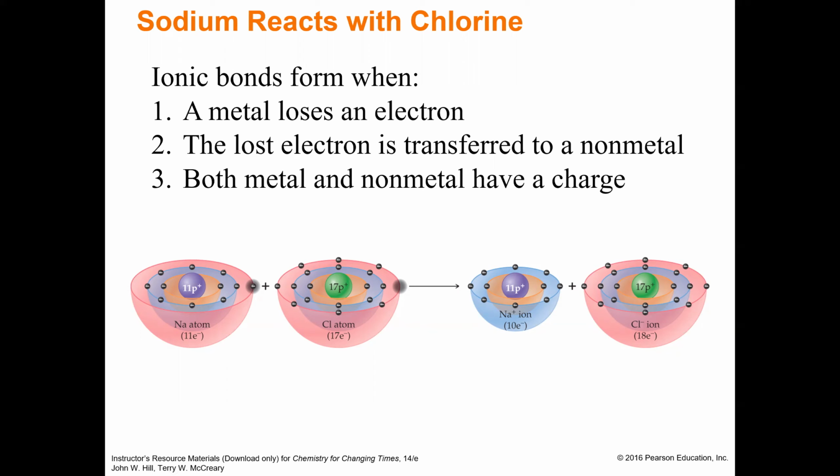Now, what that transfer of the electron does is, once it transfers, picture that originally chlorine has 17 protons. Every chlorine has 17 protons based on the periodic table, but it also has 17 electrons initially because it's neutral.